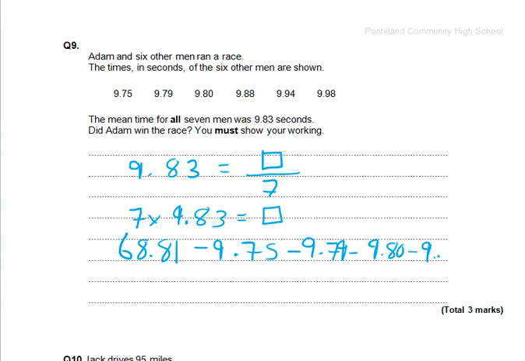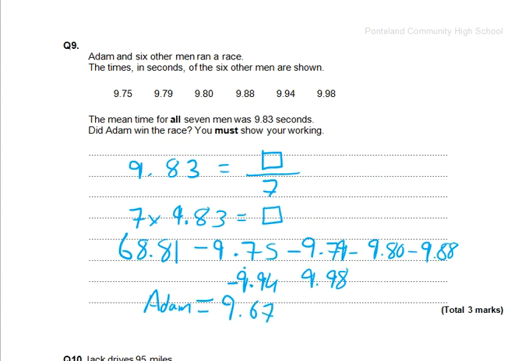We need to take away 9.88. We need to take away 9.94. And finally 9.98. So if I do 68.81 take away 9.75, take away 9.79, take away 9.8, take away 9.88, take away 9.94, take away 9.98, that gives us 9.67. So Adam must have run in 9.67.